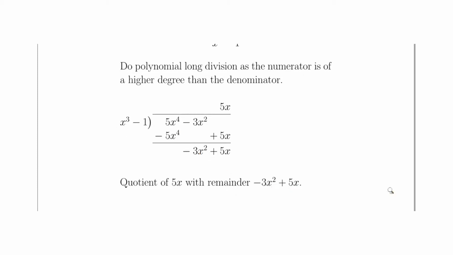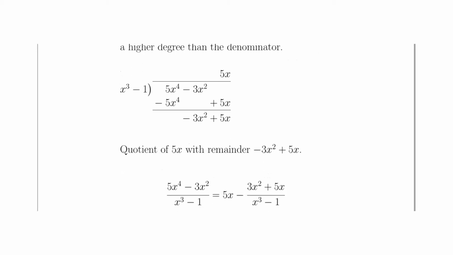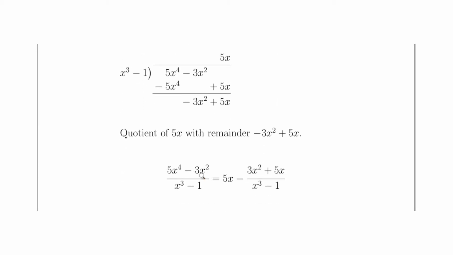So that's basically what we get, and then just to show how that would appear if we were to write it down: 5x to the 4 minus 3x squared divided by x cubed minus 1 equals 5x minus 3x squared plus 5x divided by x cubed minus 1, as that's our remainder, and that's what was divided by. And the minus sign is in there, so that's why it's a minus and not a plus. Let's have a look at another one.